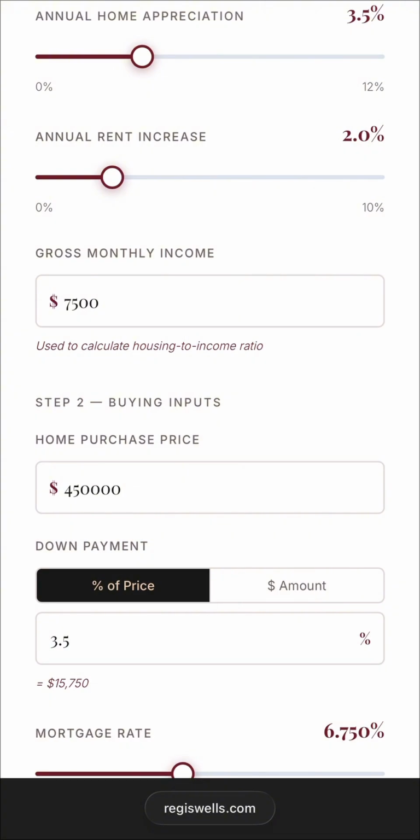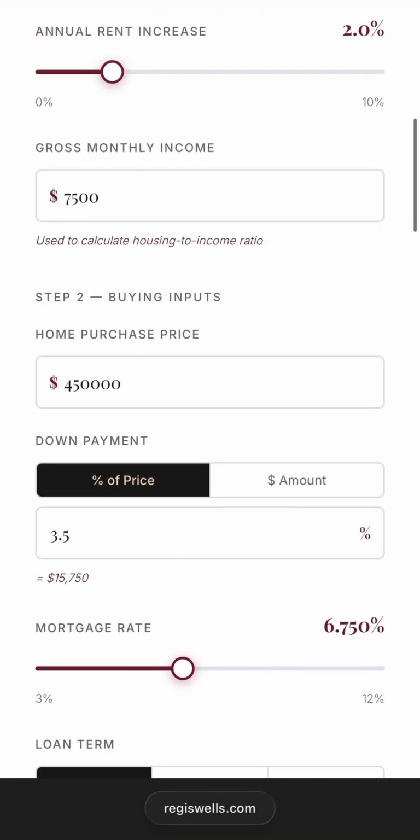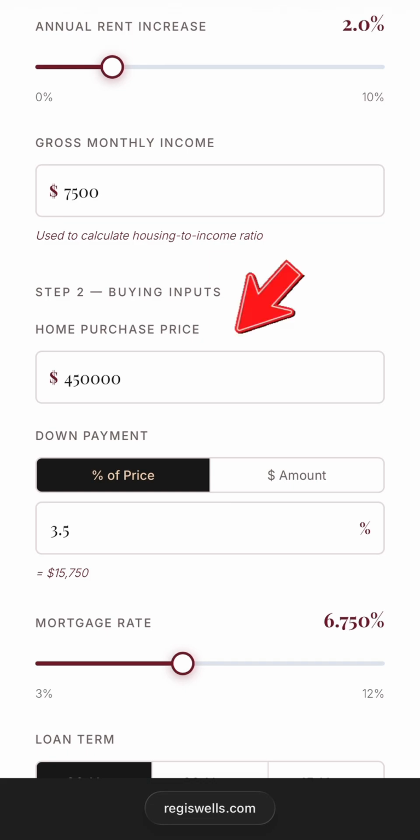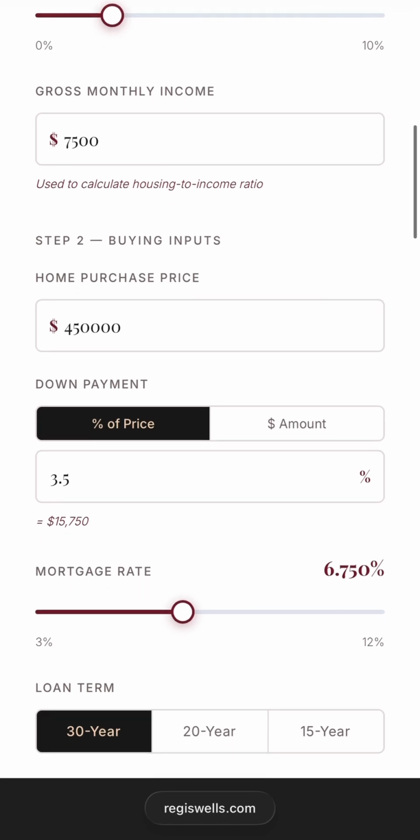Now, step 2, the home purchase price. Enter the price of the home you're considering. If you're not targeting a specific property yet, use the median home price in the area you're exploring. Every other buying calculation flows right from this number.